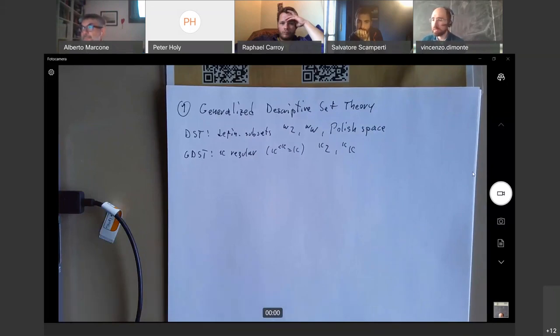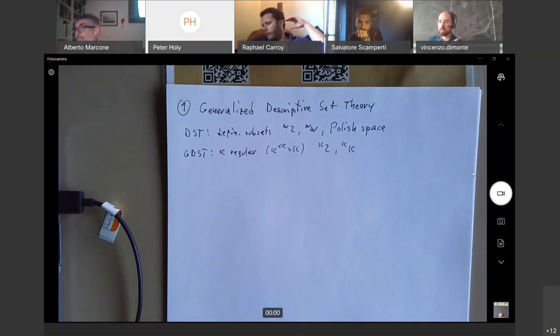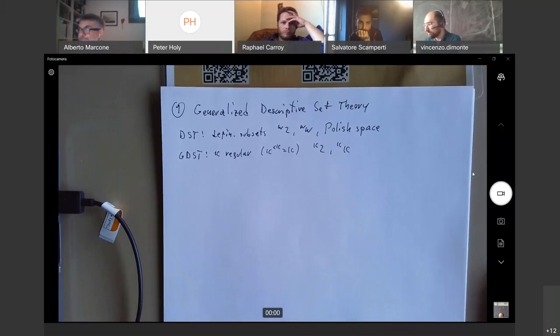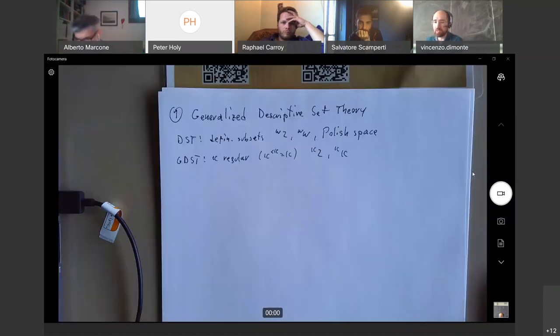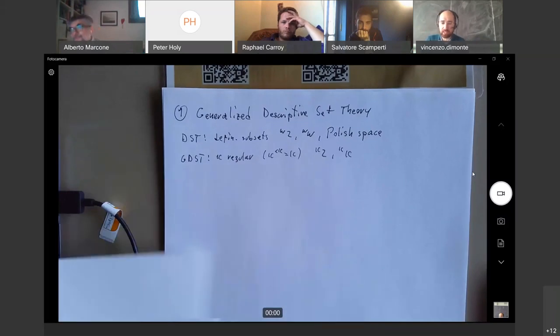But the point is that the nice thing about descriptive set theory is that if the subsets are definable, they're kind of regular. They don't have many pathologies. That was the initial drive behind descriptive set theory. But what happens is that if you work in generalized descriptive set theory, things are not so nice.